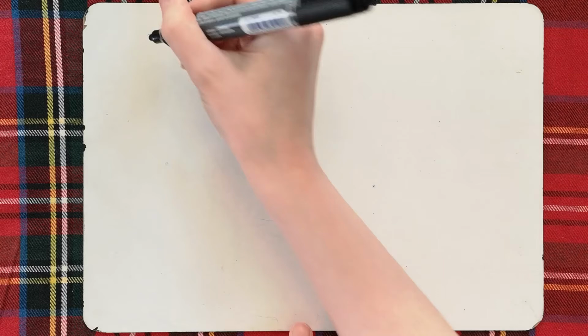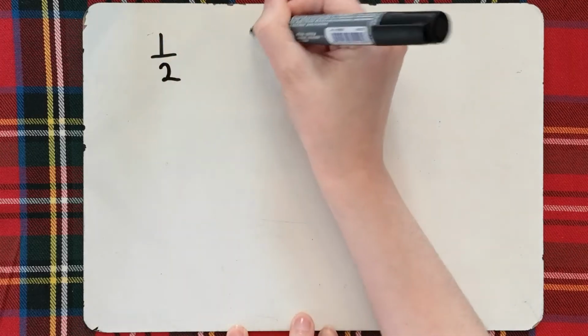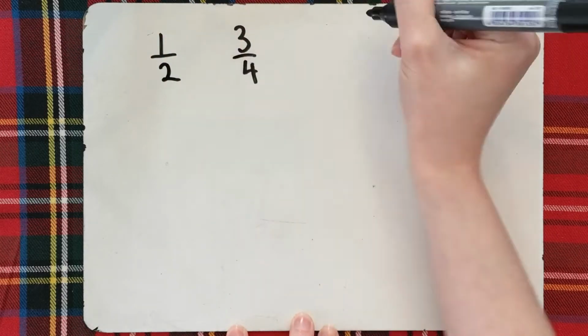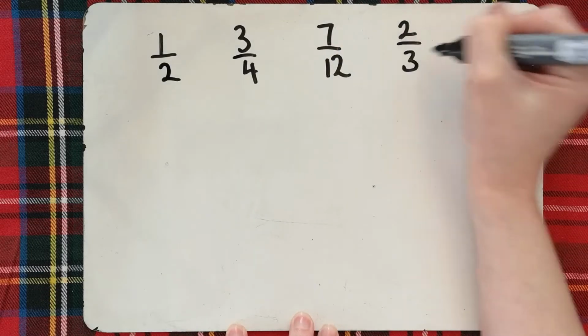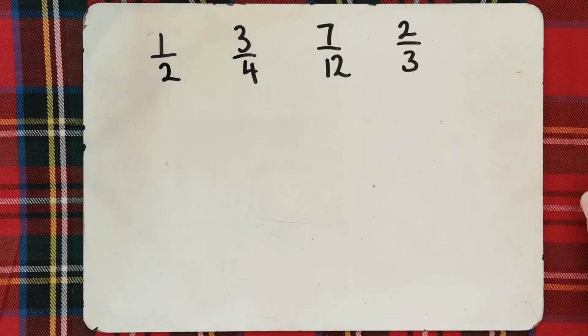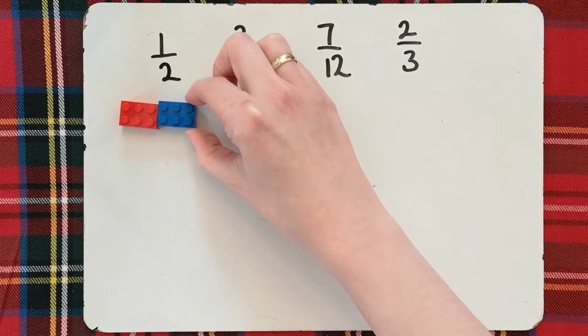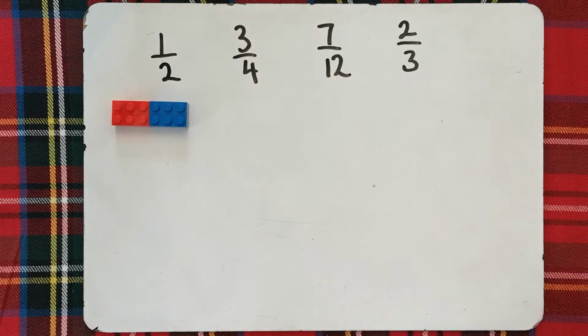This time I've got 1/2, I've got 3/4, I've got 7/12, and I've got 2/3. I couldn't guess by looking at them which is the biggest or which is the smallest. So one way we could figure it out is by drawing a picture or making the fractions. Let's look at that method first of all. I've got my half, I'm looking at the red Lego for this example.